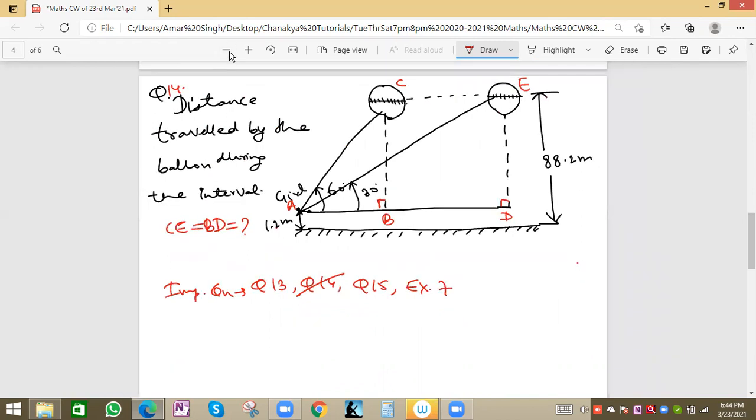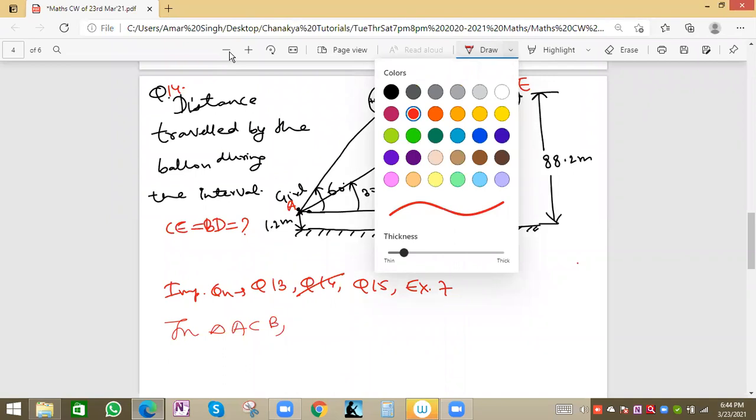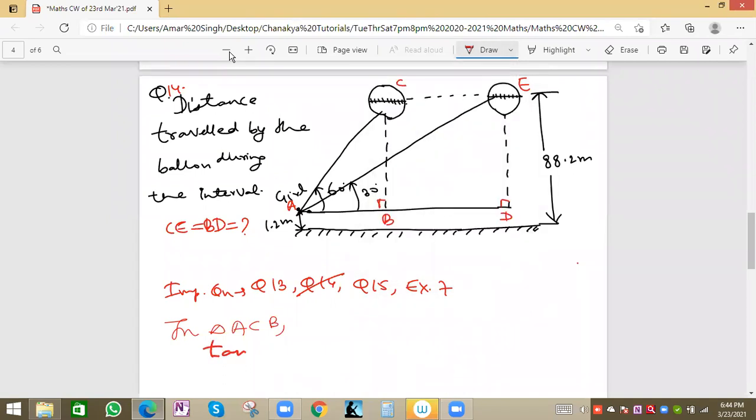First we'll take triangle ACB. In triangle ACB, tan 60 will be equal to BC by AB. So what is BC value? BC will be 88.2 minus 1.2, because the total is 88.2. 1.2 will be subtracted, so this will be 87 meter, because 1.2 is the height of the girl, so we have to subtract that height to get the right value.